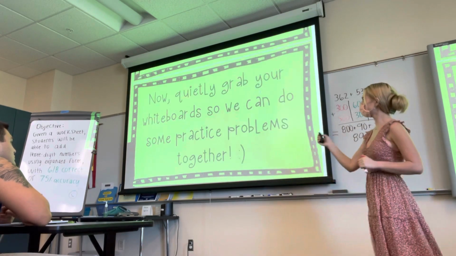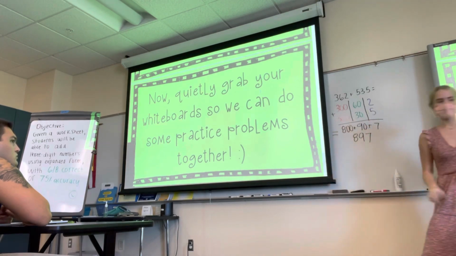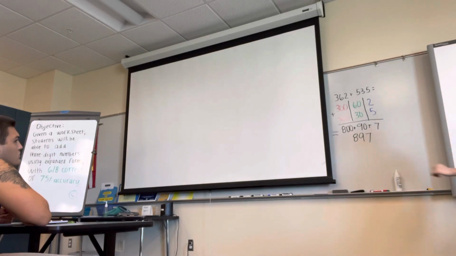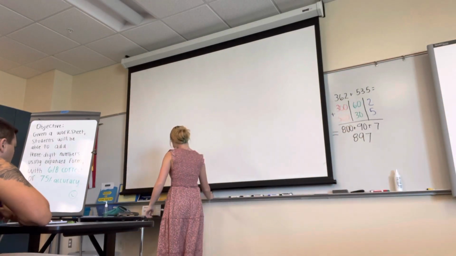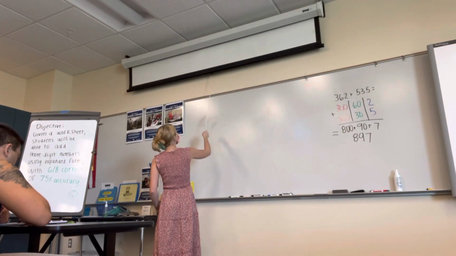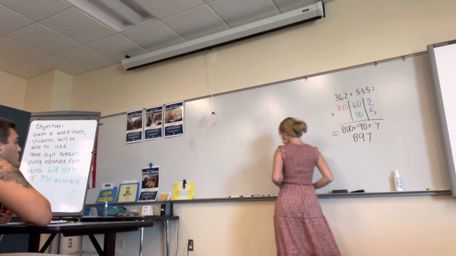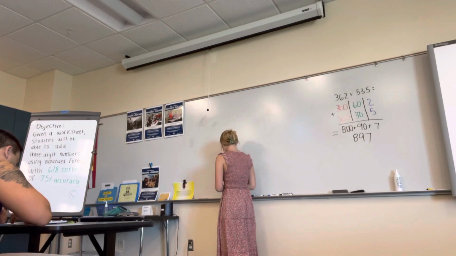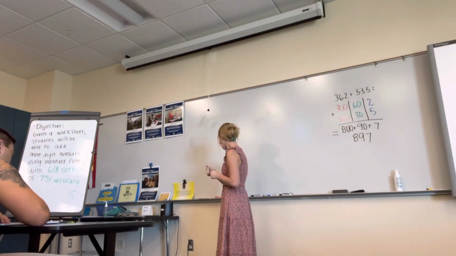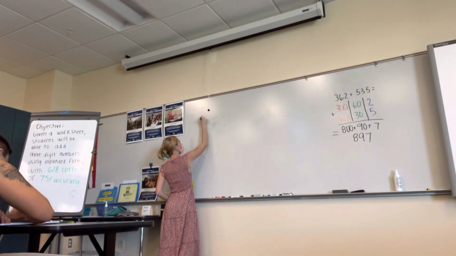Now we're going to do some together. You already have your whiteboards out, so that's perfect. I'm gonna pull this up real quick. The first numbers we're going to be adding, again, write this on the top just like you did with the last one. 524 plus 340.